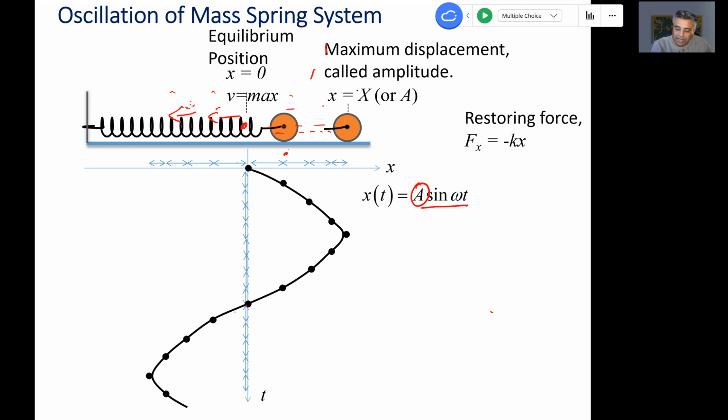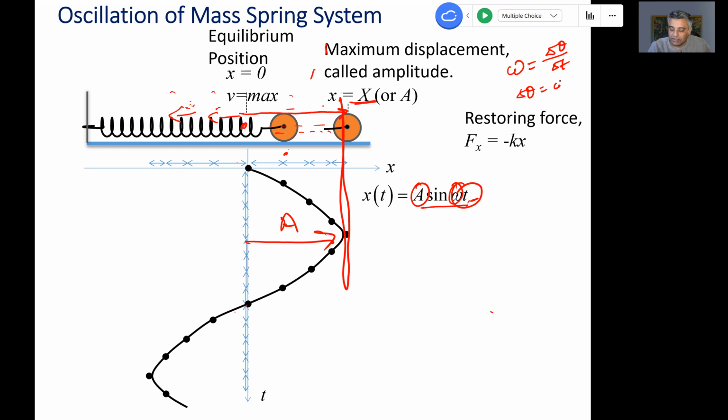Here, A is amplitude, that's the maximum value. It arrives here, that's the maximum value. That's what the amplitude is, okay? And omega is angular frequency, and t is time. So omega times t, remember, omega is also delta theta over delta t. That's what we learned. So delta theta can be written as omega times delta t. So you can think of this as an angle, okay?